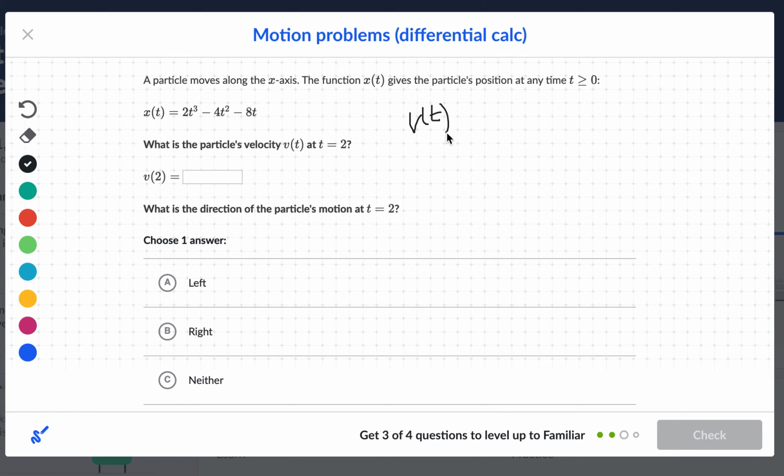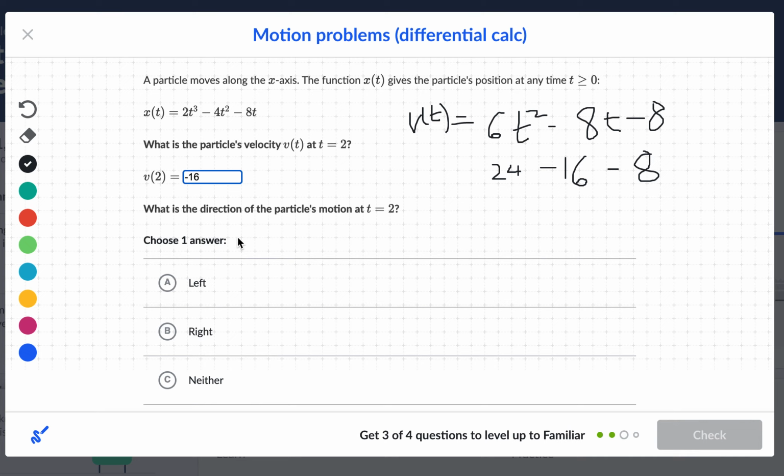It's going to be 6t squared minus 8t minus 8. And what it's asking is, what is the particle's velocity when t is 2? So if I plug in 2 there, 4 is when I square it, then times 6 is 24. When I plug in 2 here, I'll get minus 16. That gives me 8. And when I take away 8 more, I'll be at negative 16. So I'm going to type in negative 16.